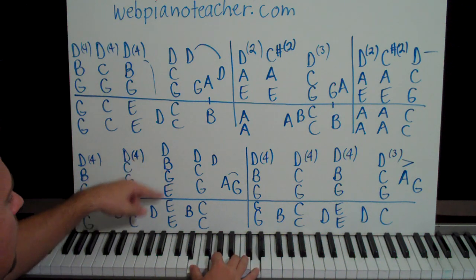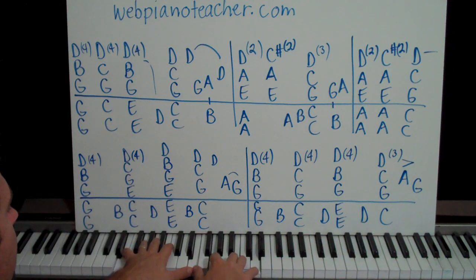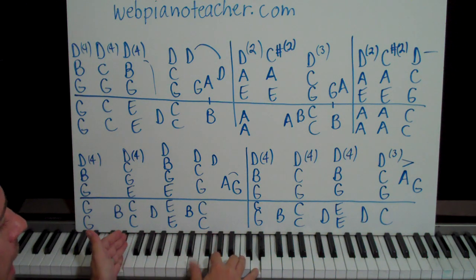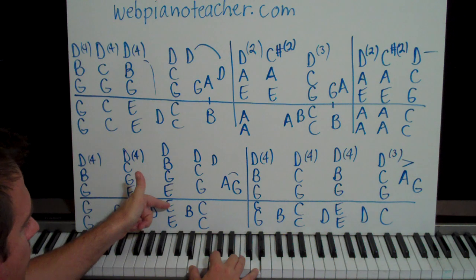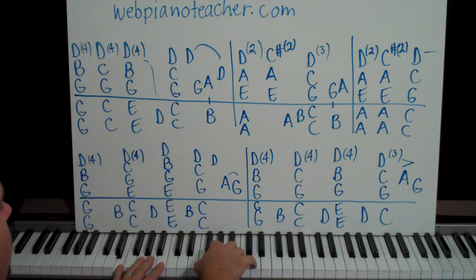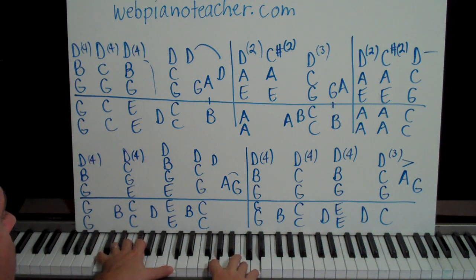E, G, B, D. Left hand's on an E octave. Actually, both thumbs would be on the same note, so you can let the right hand take that. So that E would kind of be in parenthesis. But 1, 2, 3, 4.